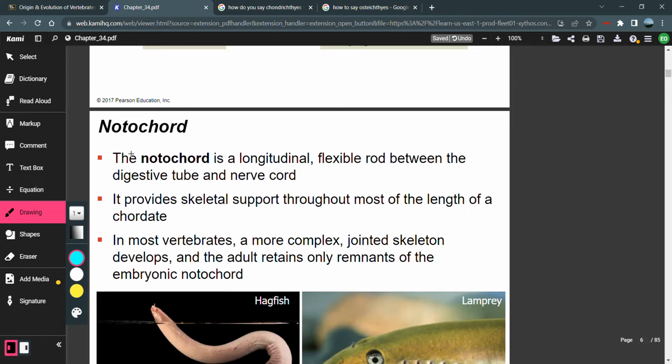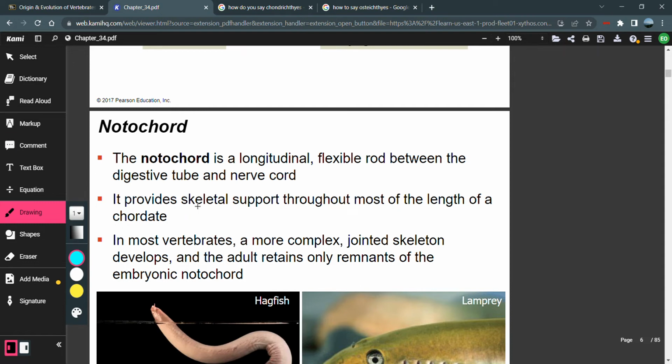So talking about the notochord. The notochord is a longitudinal flexible rod between the digestive tube and the nerve cord. So it provides skeletal support through most of the length of a chordate. So it acts as a skeleton, a hard surface which the muscles can work against. Remember, jellyfishes have a hydrostatic skeleton. It uses water to push against, to use its cells or its body to push against to move.